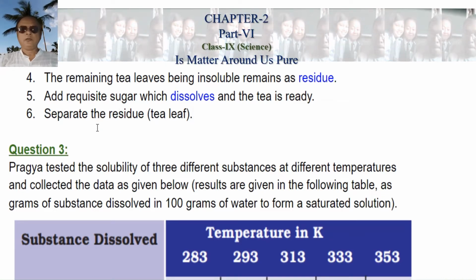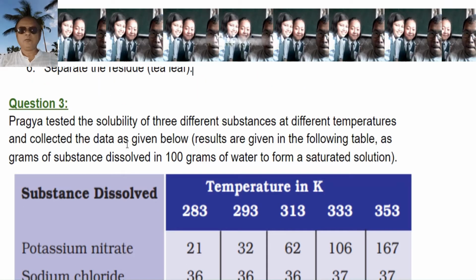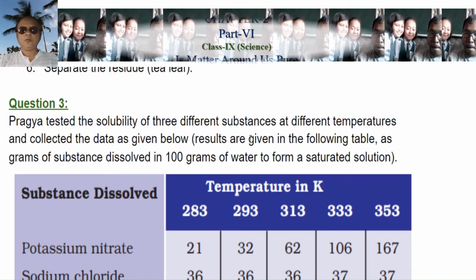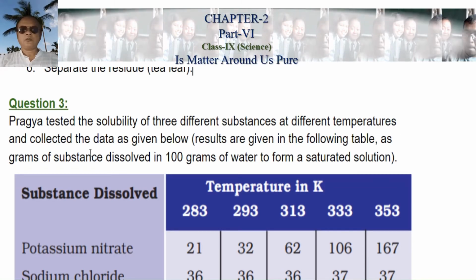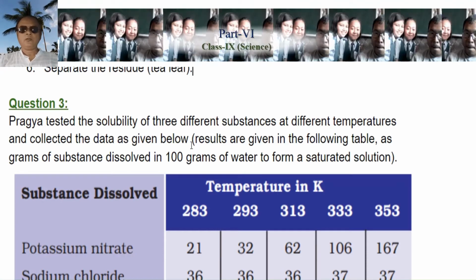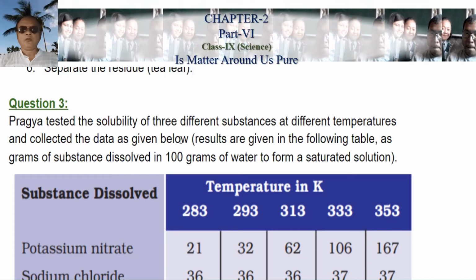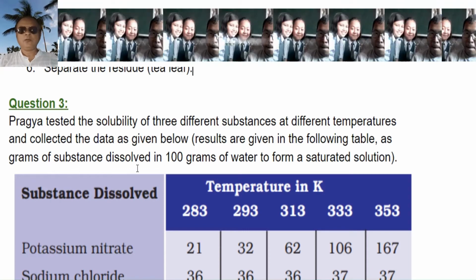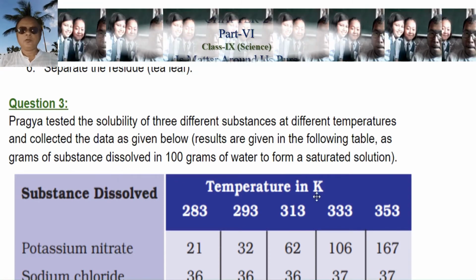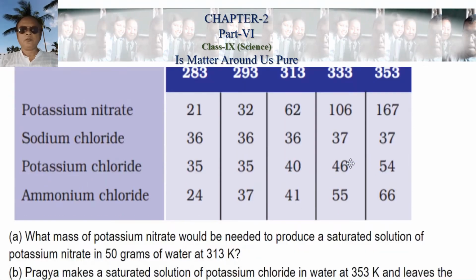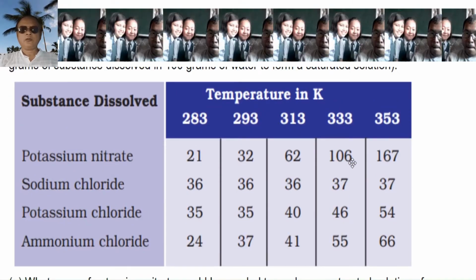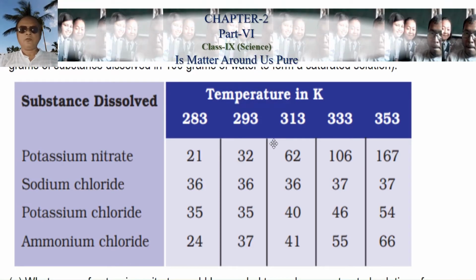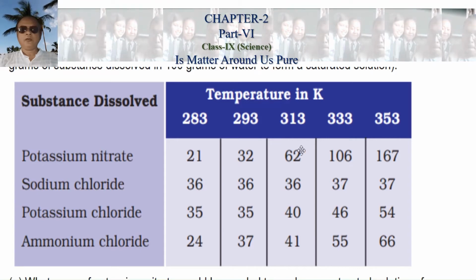Now we'll go to question number 3. Pragya tested the solubility of 3 different substances at different temperatures and collected the data as given below. Results are given in the following table as grams of substance dissolved in 100 grams of water to form a saturated solution. This is our table.